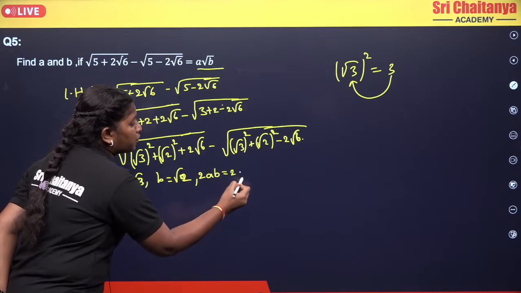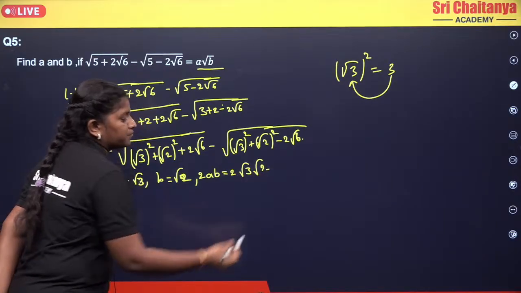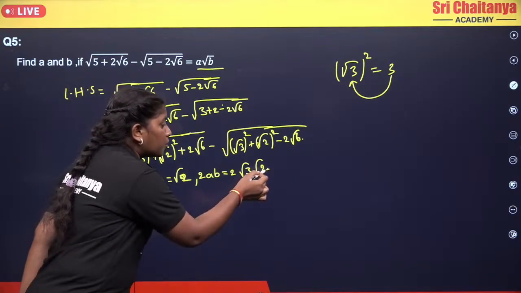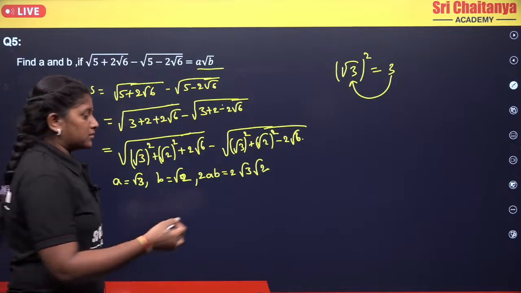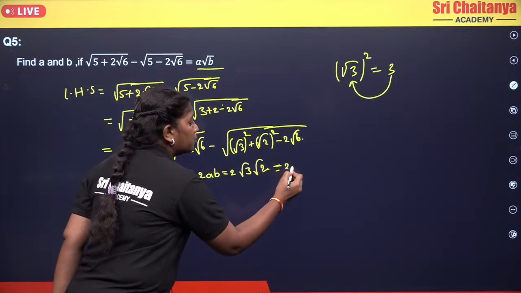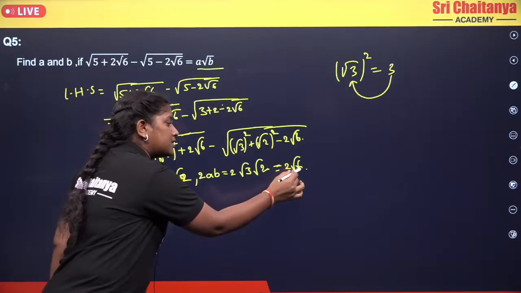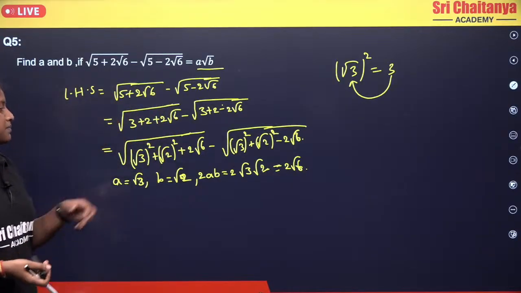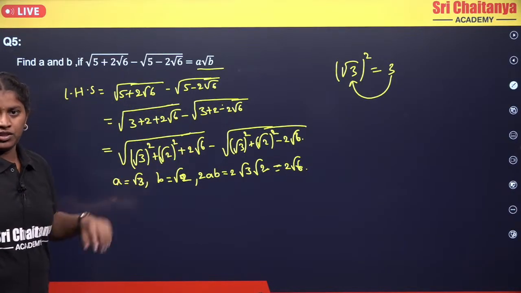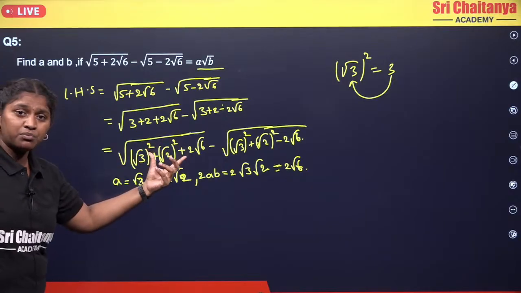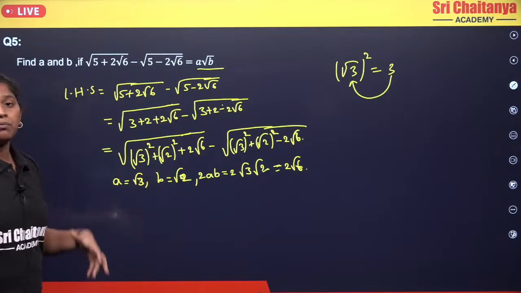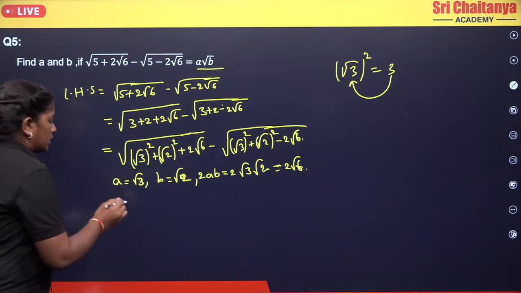2AB value will become 2 into root 3 into root 2. So we know that root 3 into root 2 will give you root 6. So now that becomes your 2 root 6. Okay. So simply it is in the form of A square plus B square plus 2AB. So now what we can write from there? From there we can write A plus B whole square.